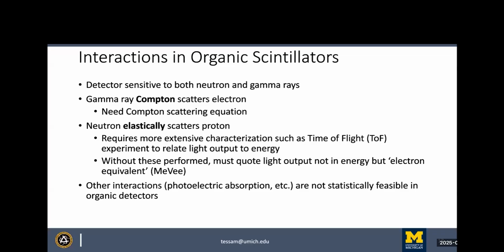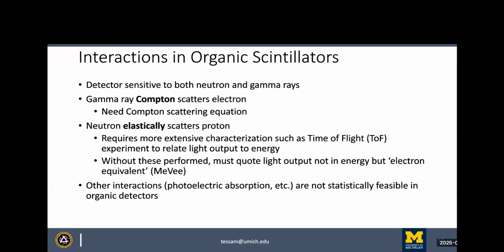And this requires more extensive characterization like time of flight experiments to relate light outputs to energy. Without doing these, we can't quote light output in energy directly. We have to quote it in electron equivalent or MeVEE.